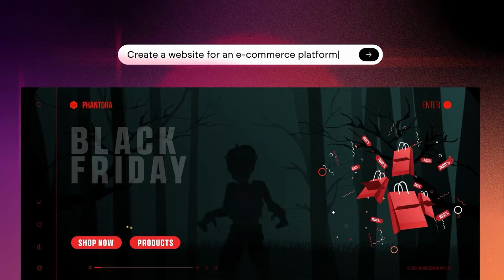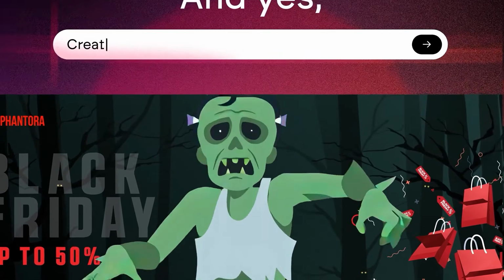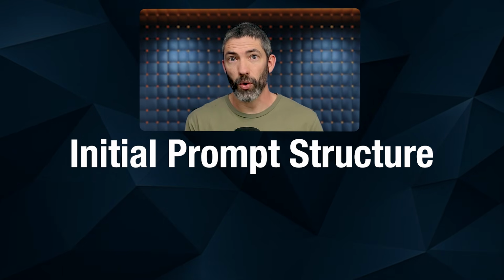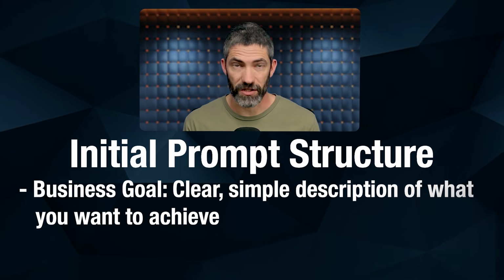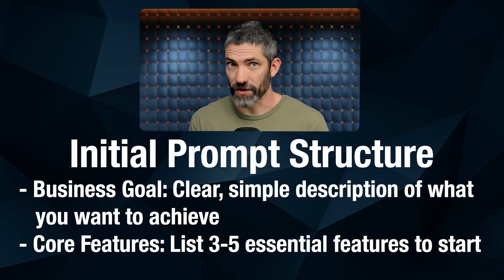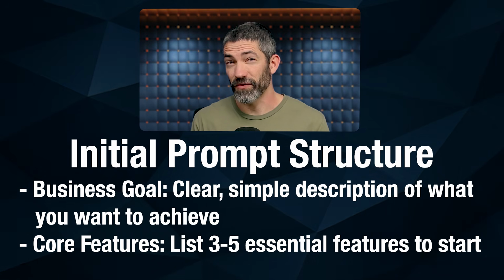I'll dive into the first prompt, and then everything else can be covered along the way. And I will be building this as a web version because that's what makes sense for this specific app. It also looks a little better in a demo, but it can also create mobile apps. For your initial prompt, the core structure should include your business goal, a clear, simple description of what you want to achieve, and the core features. Just list 3 to 5 essential features to start.